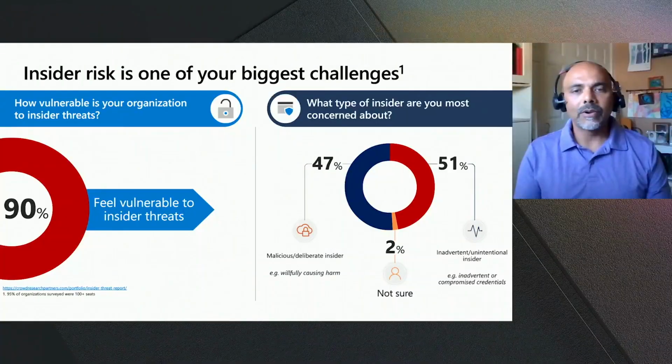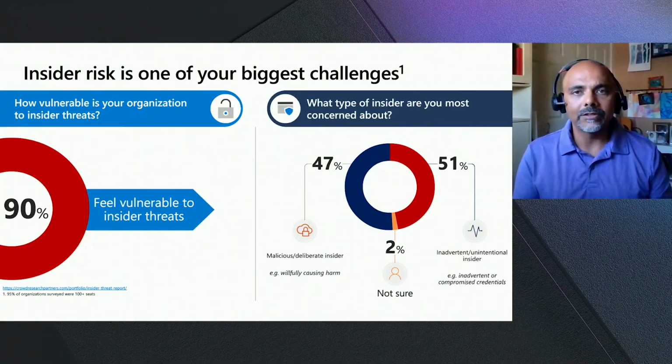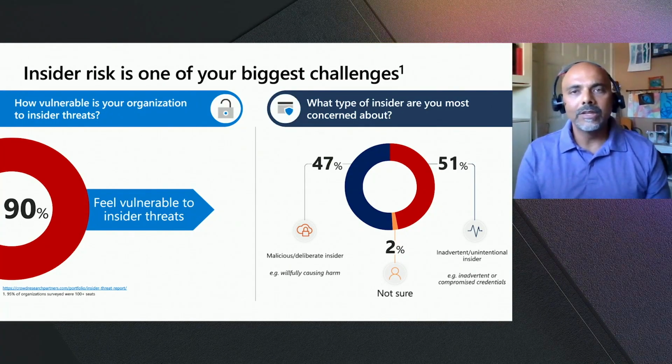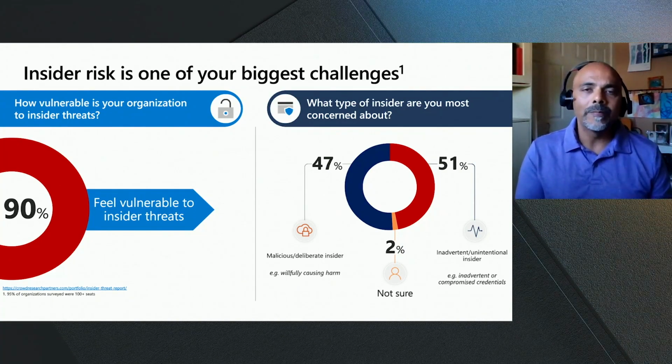And so as we spoke to our customers, as we looked at research out in the industry, we found that 90% of organizations feel vulnerable to insider threats. And they feel vulnerable to both the malicious type of risk, such as the Sly Dog gang, or the inadvertent type of risk where somebody is sharing confidential information inadvertently. They didn't mean to. They were distracted. They're working at home.